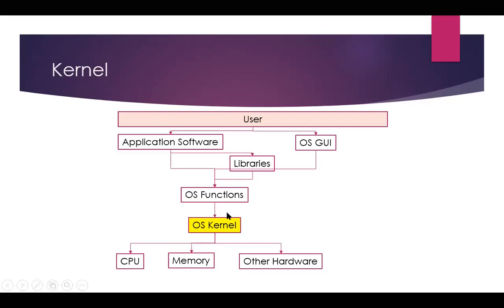We are not interacting with the kernel. We are interacting with the kernel indirectly through these layers. And this is the operating system graphic user interface. Sometimes we interact directly with the operating system interface, sometimes through the application software. All these we will learn in my next lecture practically.